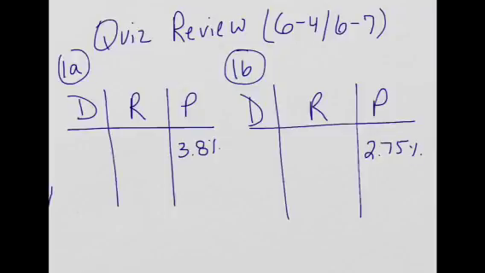All right, we're going to begin the quiz review for 6-4, 6-7. We're going to look at the DRP chart. We're going to change 3 8/10% into decimals and ratios. The first thing we need to do is write our OR because this is a decimal percent. So we're going to have OR, and this would be 3 8/10, which simplifies to 3 4/5%. Now, we're going to change this to a decimal.